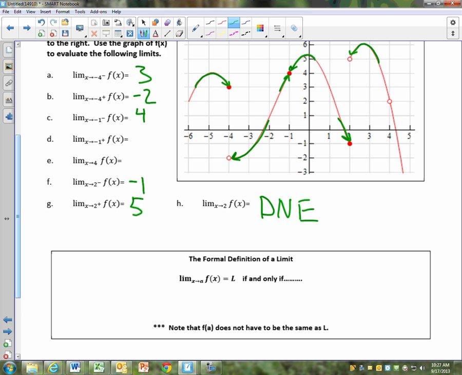So you can see if I approach from the left, I'm approaching a value of 2. If I approach from the right, I'm approaching a value of 2. Is there actually a value there? No, but that's okay. So let's write this down.